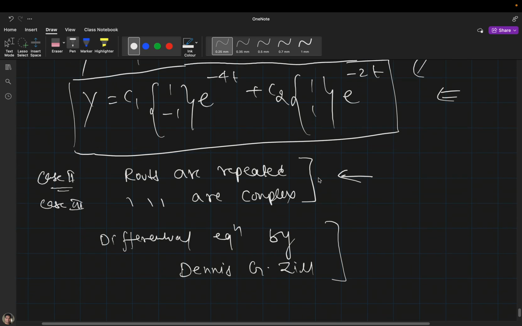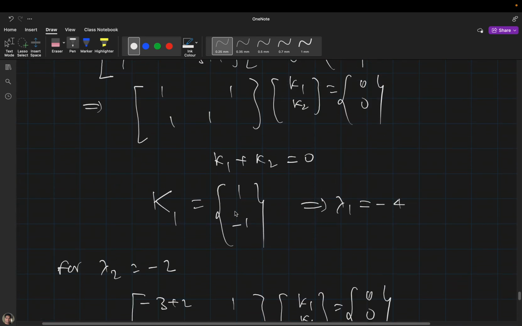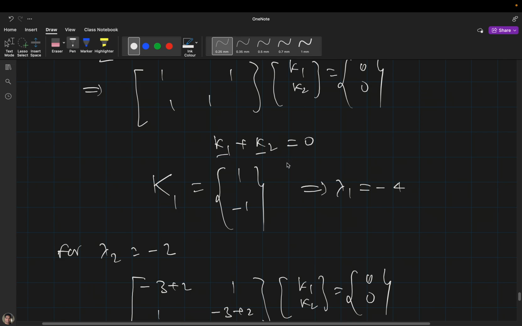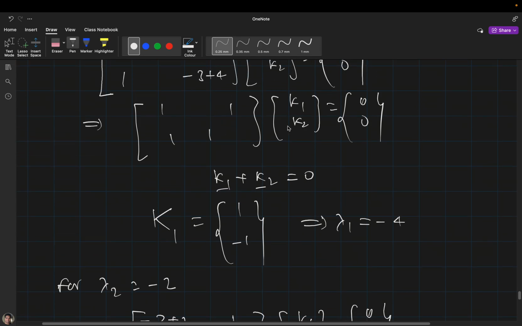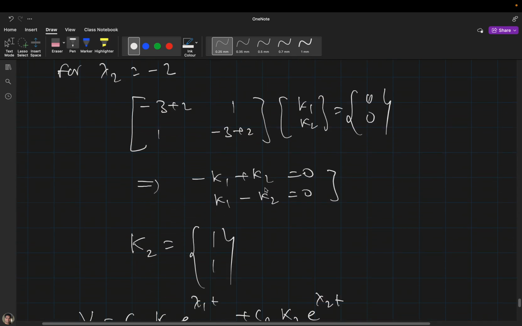This K1 and K2 are the vectors, eigenvectors. This is the K2, this is the K1. But here k1, k2 are scalars. That is actually the solution of this. Okay. This is capital K, this is small k. Yes, sir.